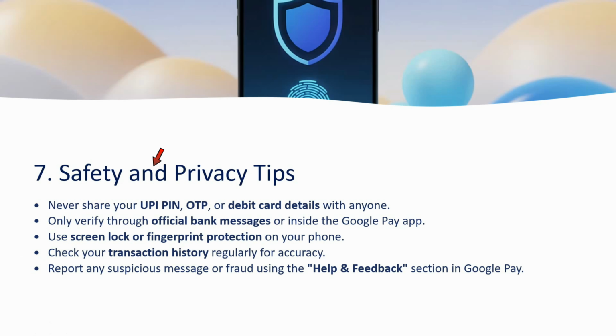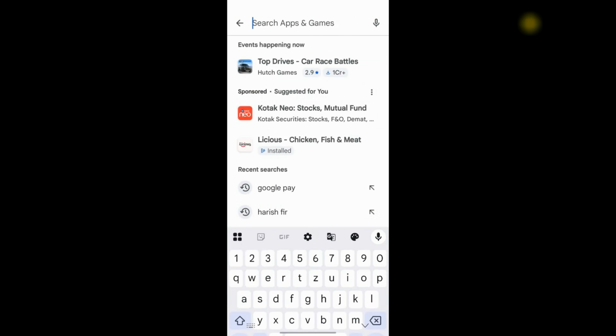Now we will see safety and privacy tips. Never share your UPI PIN, OTP or debit card details with anyone. Only verify through official bank messages or inside the Google Pay app. Use screen lock or fingerprint protection on your phone. Check your transaction history regularly for accuracy. Report any suspicious message or fraud using the help and feedback section in Google Pay.